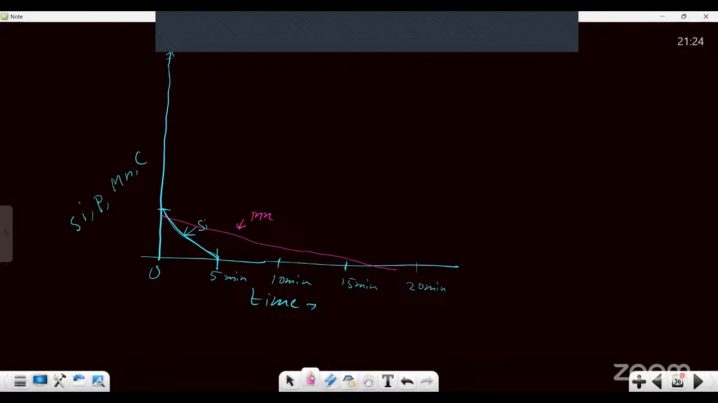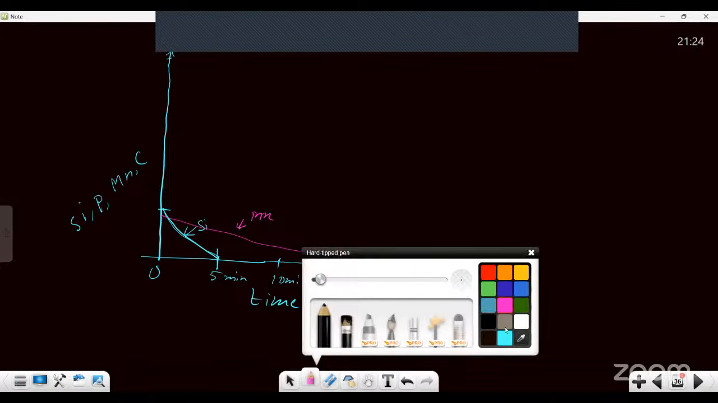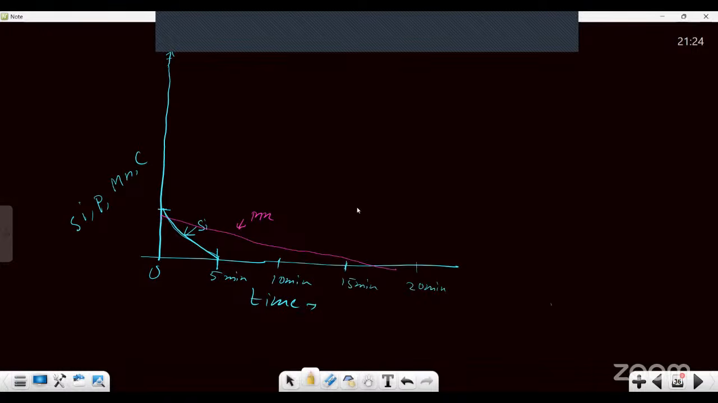Then how is our phosphorus going to be? You can say phosphorus will have some curve, something like this. At the end, it will become more or less constant.